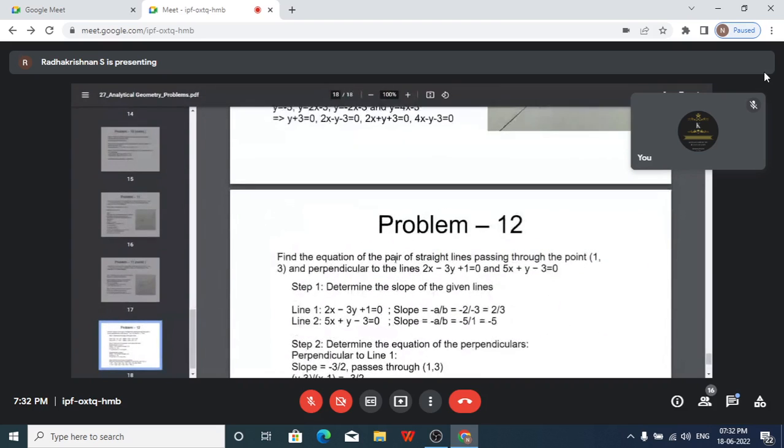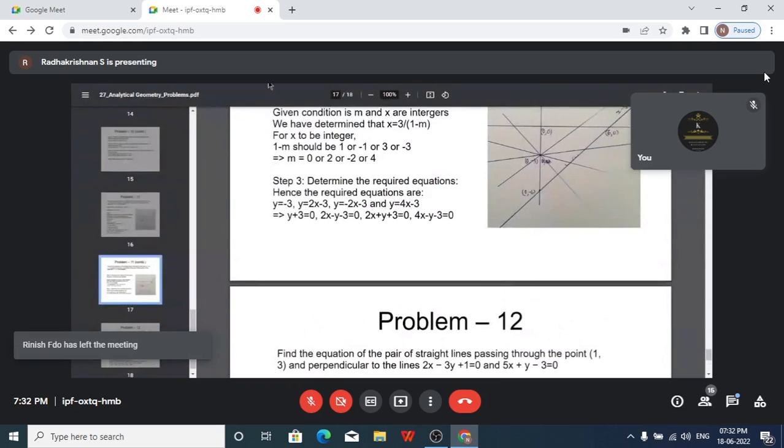So let me come to the last problem of the day. This is on the pair of lines. Find the equation of the pair of straight lines passing through the point 1, 3 and perpendicular to the lines 2x minus 3y plus 1 equal to 0 and 5x plus y minus 3 equal to 0.